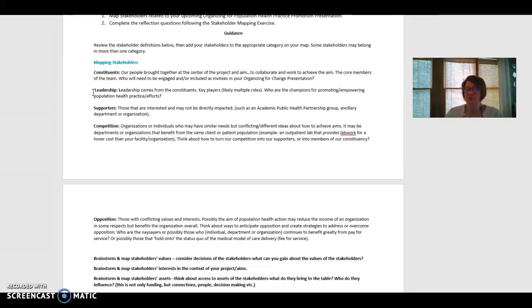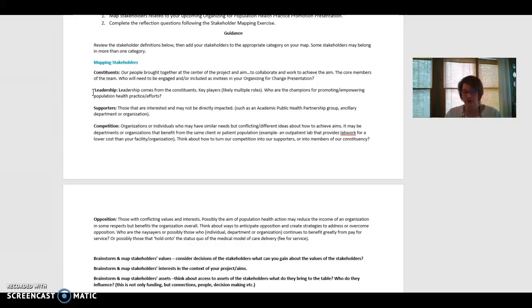So these are the people that you want to engage, whether it would be, again, your unit, your department, interdisciplinary, or organization-wide, or interorganizational. So the audience is variable depending on what your particular area of focus is at this time. When we're looking for the leadership, that is actually within the constituency. So these are your champions. Identify those champions that you're really going to engage to help propel population health practice.